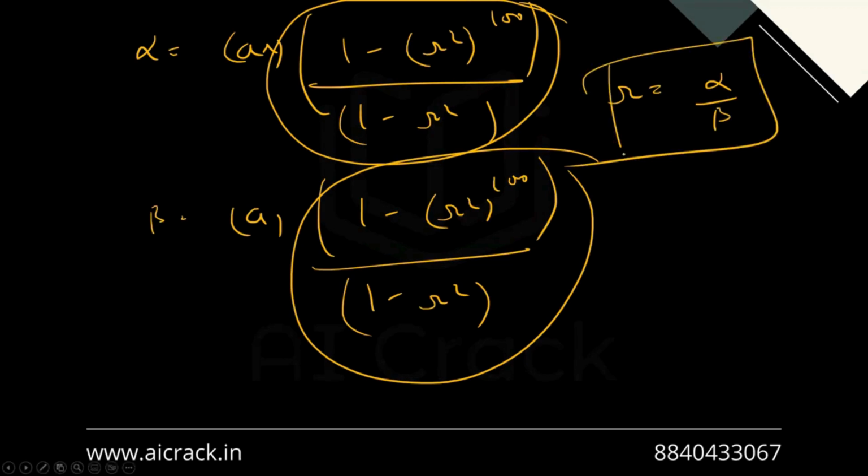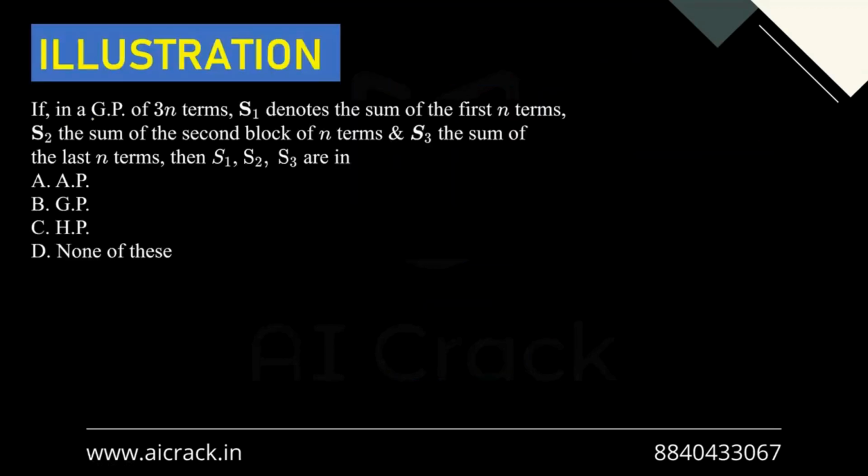Now let's solve this question. If in a GP of 3n terms, S1 denotes the sum of the first n terms, S2 denotes the sum of the second block of n terms, and S3 denotes the sum of the last n terms, then S1, S2, S3 are in AP, GP, HP, or none of these. So what they have given is a basic GP of 3n terms. Let's write those terms.